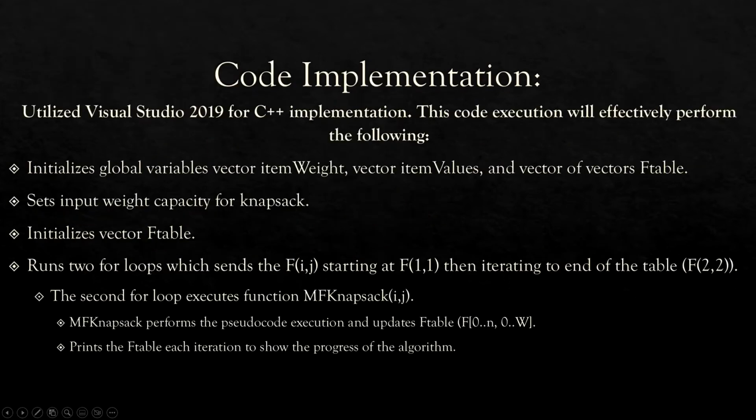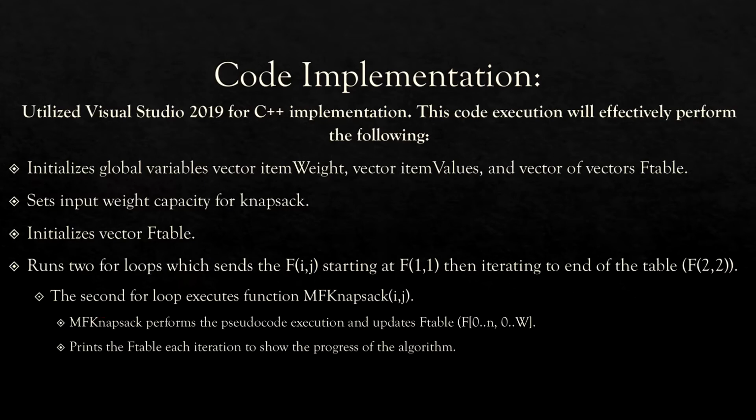What I want to move on to next is our code implementation. So as we walk through the code implementation, I want to point out a few things. Global variables for the vector weight, vector value, and vector of vectors F table. The inputs, when they get set and where. And then I want to initialize the vector F table, walk through that. Then we can run the 2 for loops, which set the f of i, j, starting at f of 1, 1, and then iterate through the whole table. That's going to be the second for loop that does that.